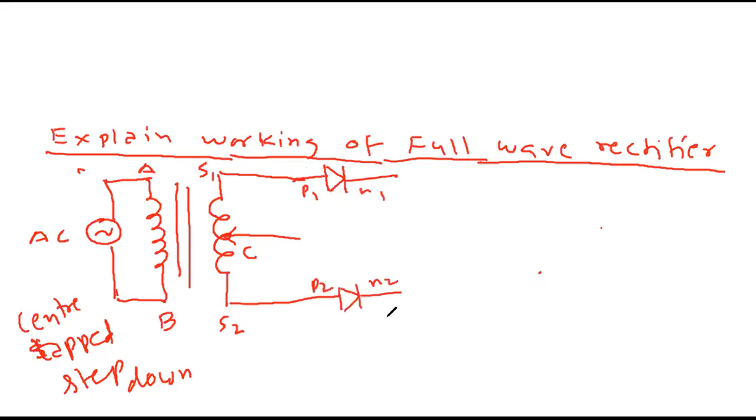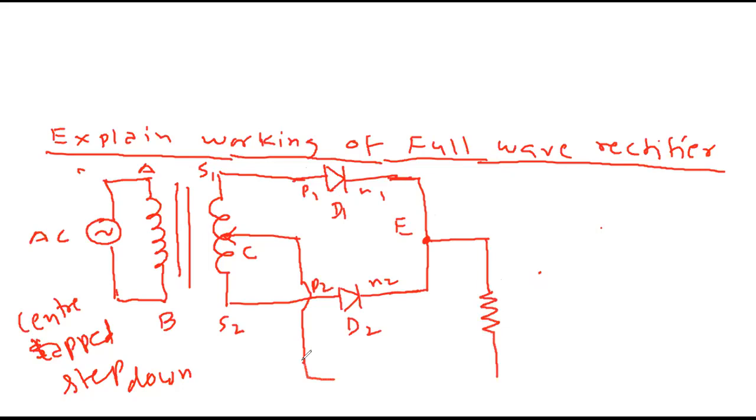Connected to P1, P2 of junction diodes D1, D2. N1, N2 are joined together and their common point E is connected to the center tap C through load resistance RL, across which output is obtained. This much followed, diagram part?